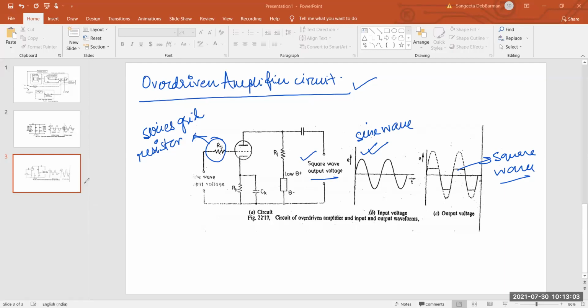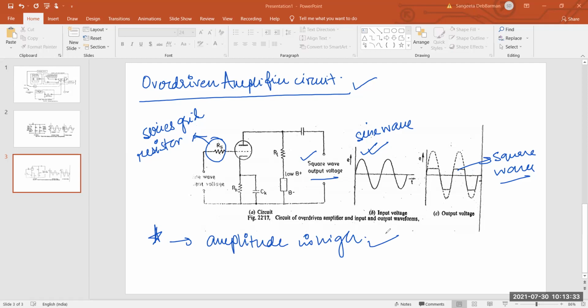You can see that in the previous circuit also we are getting the same square wave output voltage, but in this special case the amplitude of the output voltage that we are getting is high. Okay, amplitude is high. So this is the basic difference between the diode clipping circuit and this overdriven amplifier circuit.